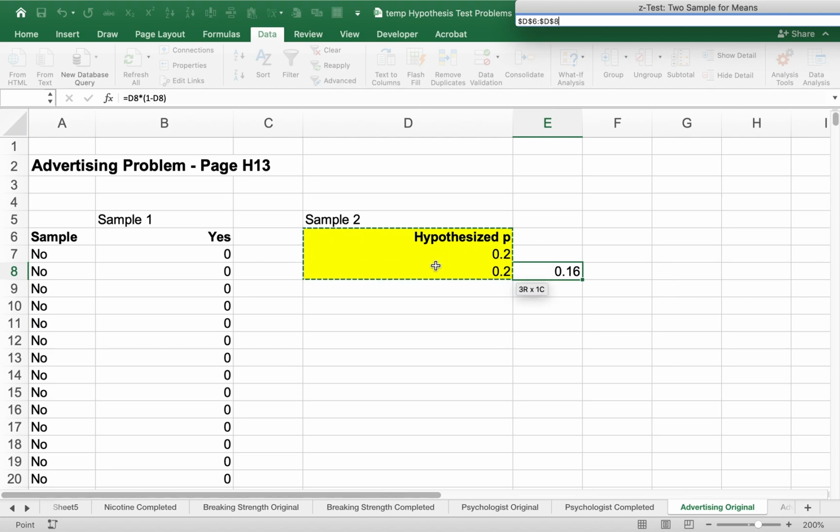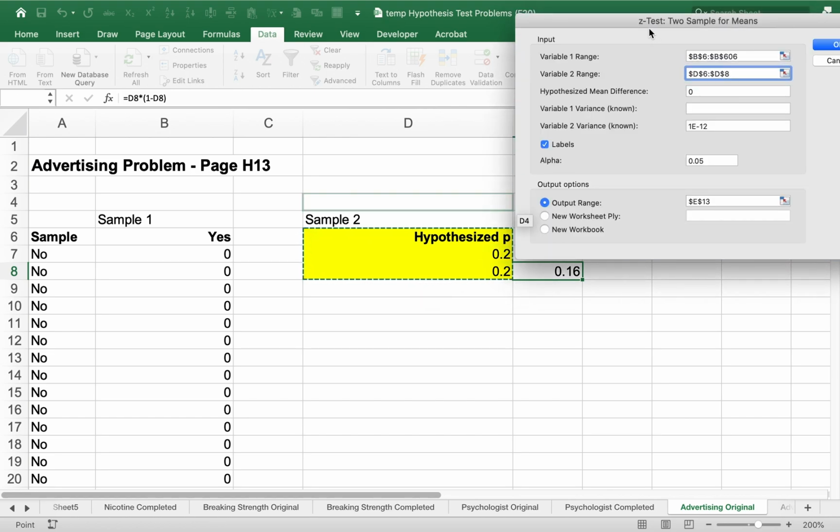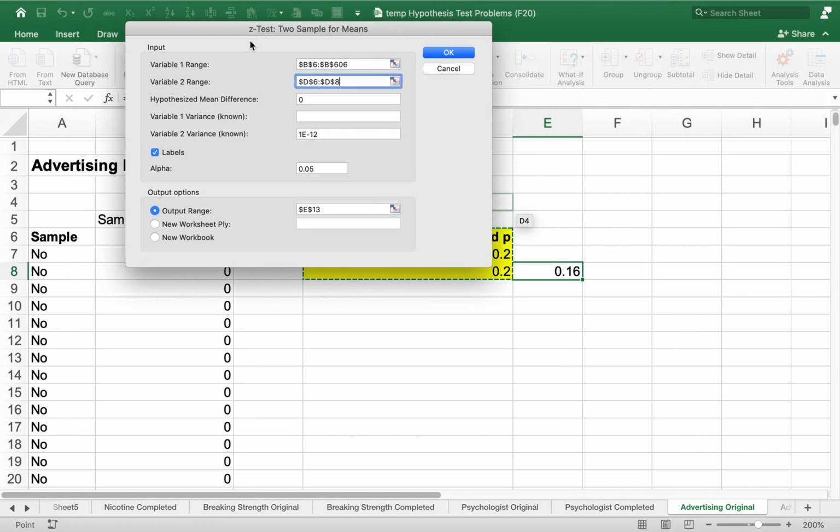The hypothesized p, 0.2, is the hypothesized p naught. And I put them in twice. You only have to actually put them in once. We're hypothesizing that the difference is 0. It's always 0 in the problems that we're going to be dealing with. And then this is where you put in p naught times 1 minus p naught. So that's really important that you remember that. So 0.2 times 0.8 is 0.16. Here you put in something really small, 0.00000001. Choose your level of alpha. Choose your output range. I might have to go and change that.